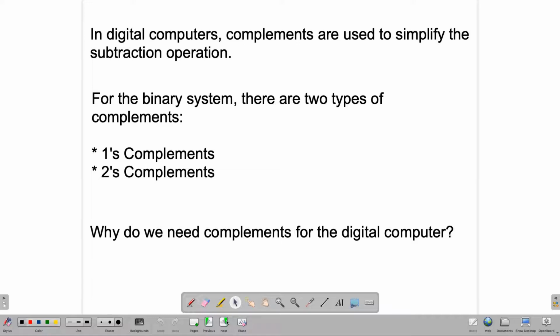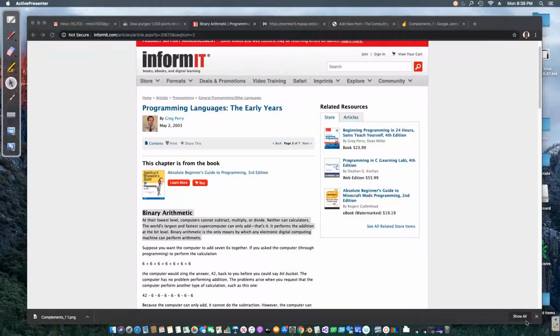So why do we need complements for the digital computer? To answer that question, I went out and found an article written by Greg Perry. Greg is responsible for writing several books, and a couple of the books I'm very familiar with. One book is Beginning Programming in 24 Hours, Sam's Teach Yourself, 4th edition. Greg wrote an article about binary arithmetic.